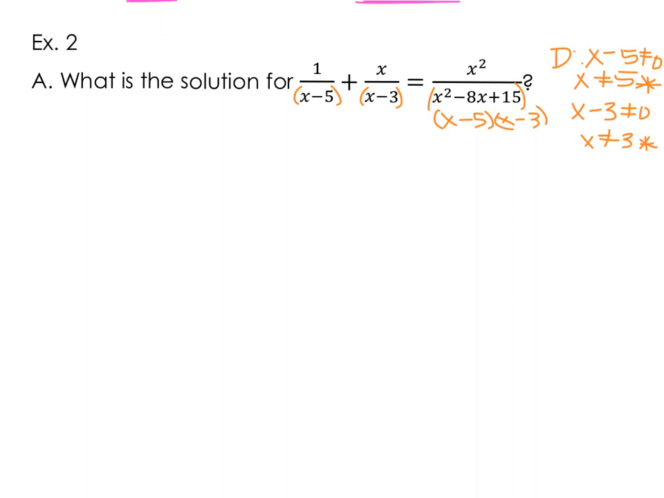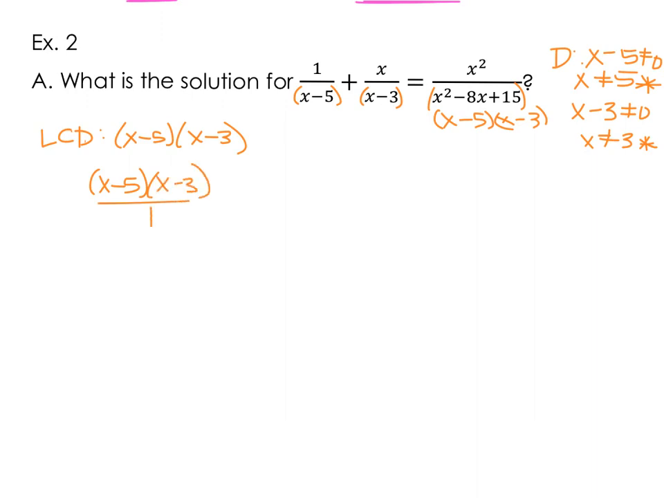Step 3, find the LCD. So remember, the LCD is something that all the denominators can go into. If I take a look at the denominators that we currently have, we have an x minus 5 and x minus 3, and then a product of x minus 5 and x minus 3. So you guessed it, the LCD is x minus 5 times x minus 3. Now, instead of making the denominators all the same, what we're going to do is multiply the LCD to each side. So I'm going to put my x minus 5 and x minus 3 over 1.